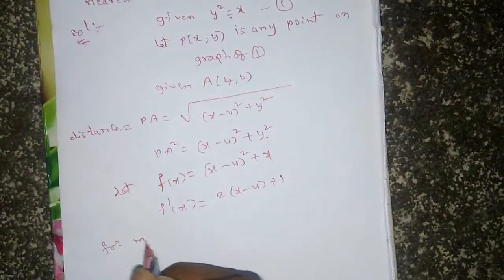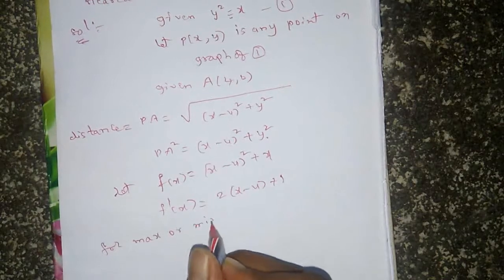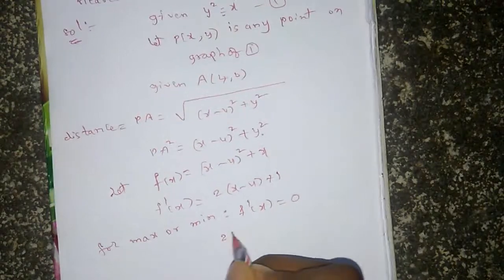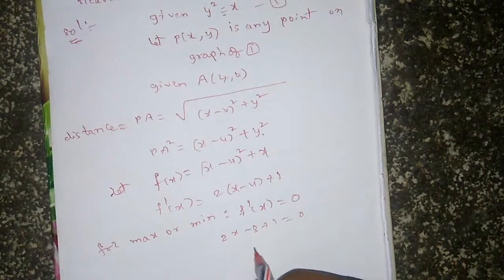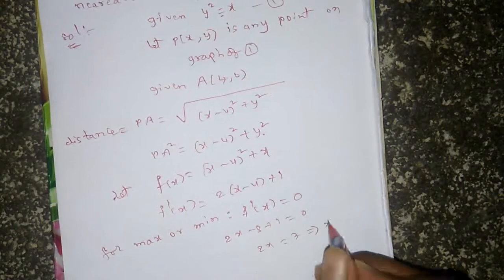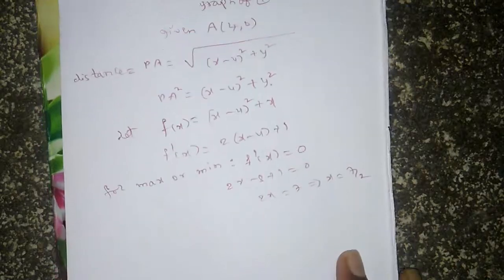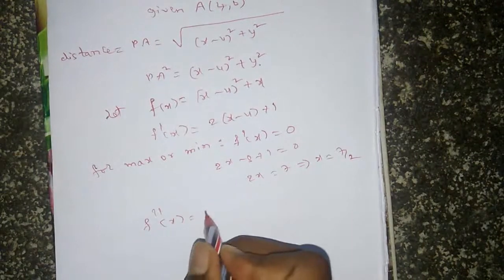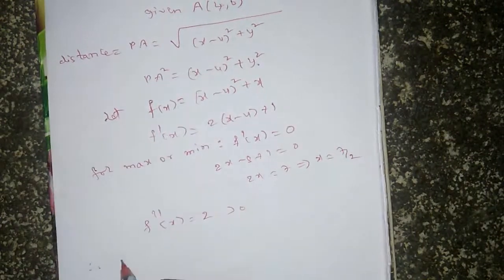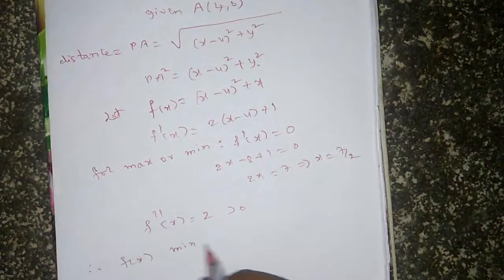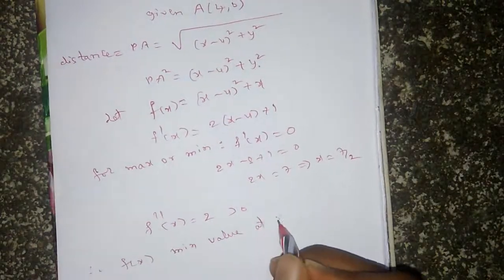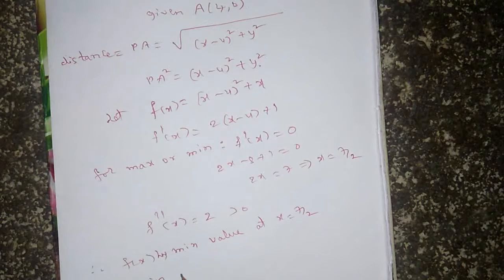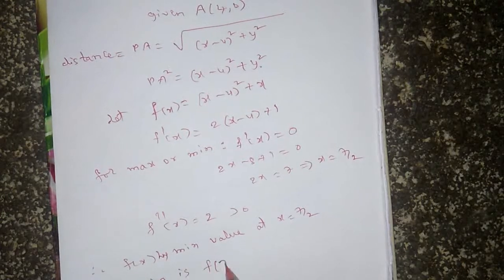Now for maximum or minimum, f dash of x is equal to 0. So that is 2x minus 8 plus 1 is equal to 0, 2x is equal to 7, which implies x is equal to 7 by 2. Now find f double dash of x, that is the second derivative, that is 2 into 1, which is greater than 0. Therefore f of x has a minimum value at x is equal to 7 by 2, and the minimum is f of 7 by 2.